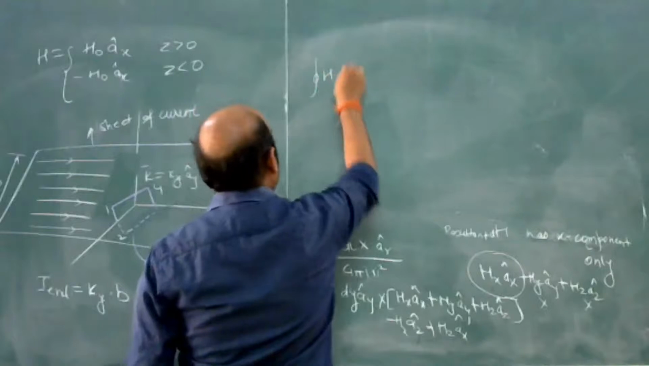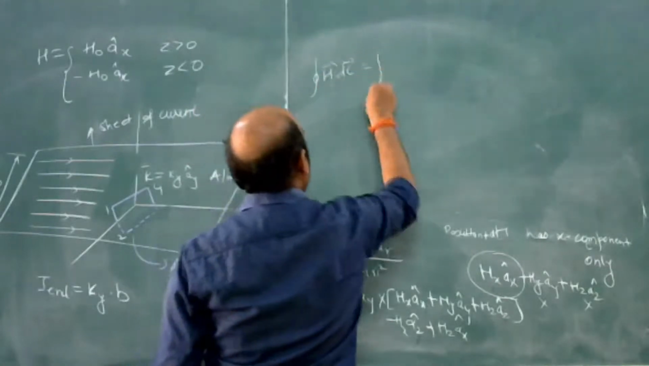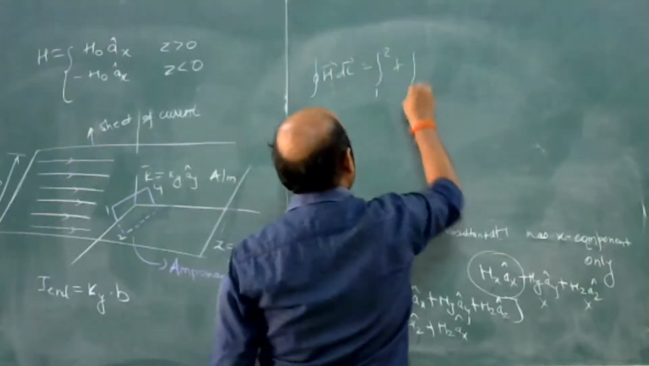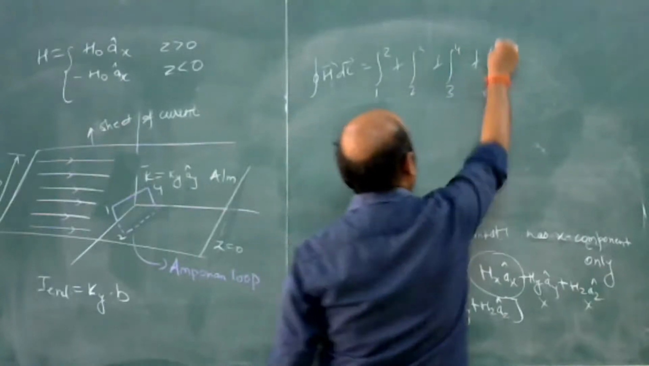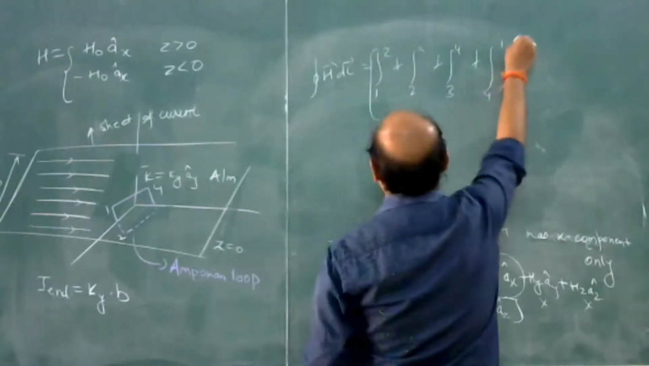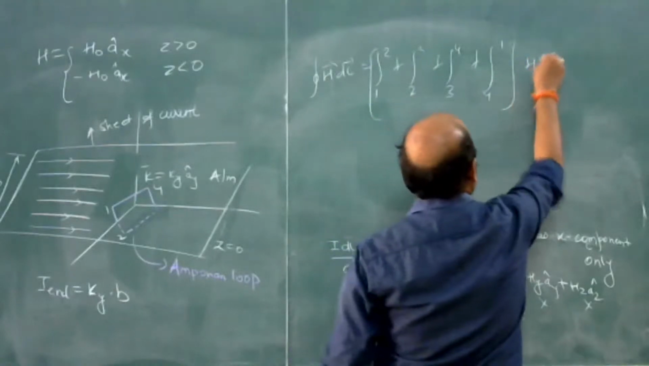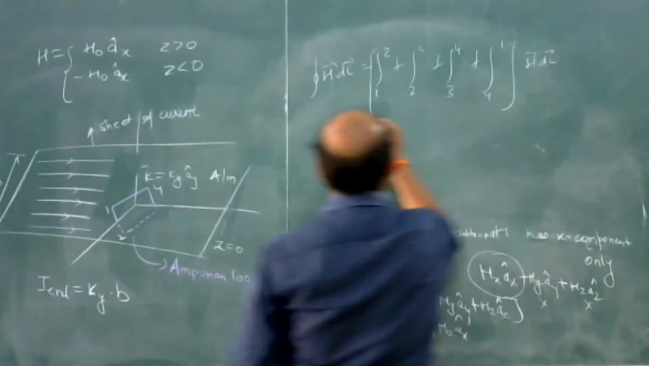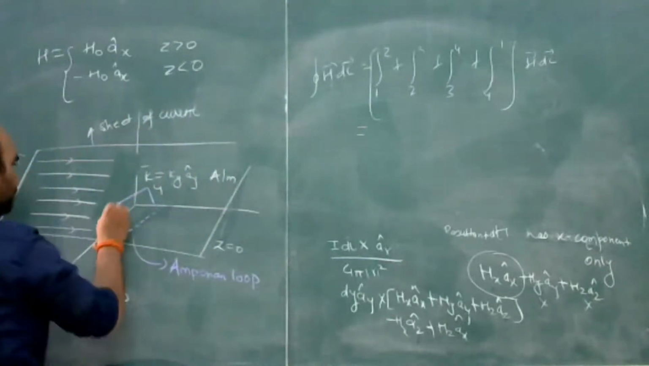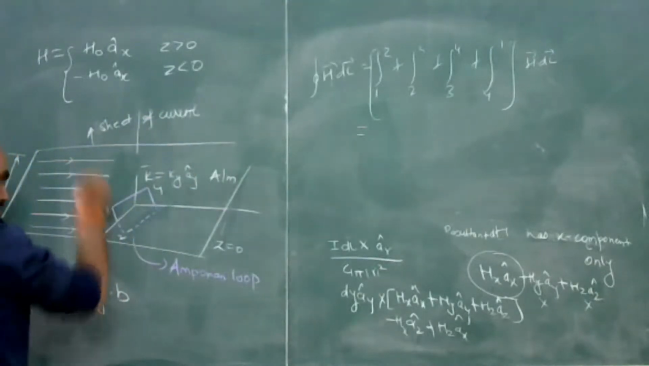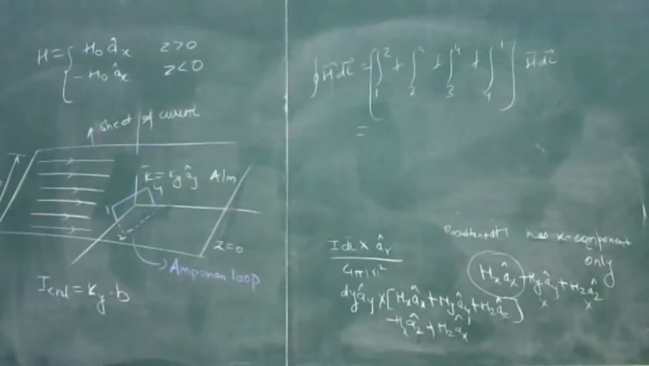So ∮H·dl is equal to the sum of ∫ from 1 to 2, plus 2 to 3, plus 3 to 4, plus 4 to 1, of H·dl. From 1 to 2, we are going in the z direction. Let this length be a.